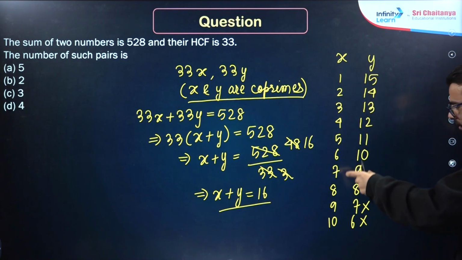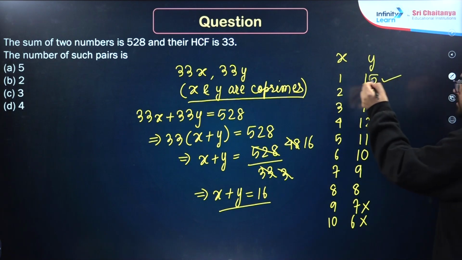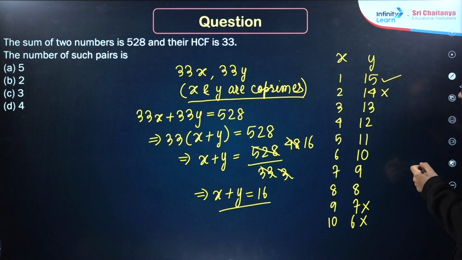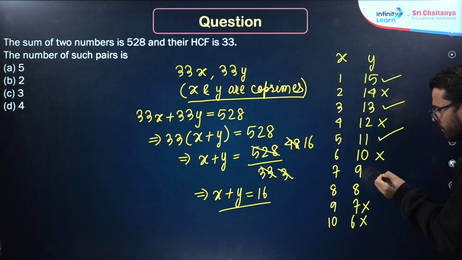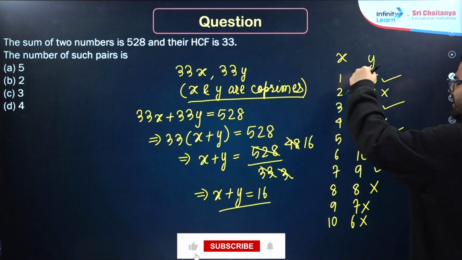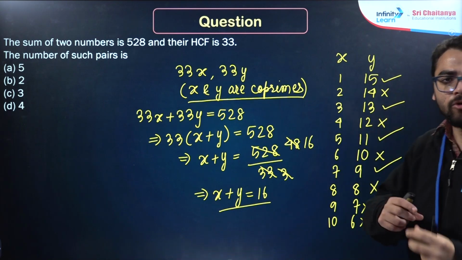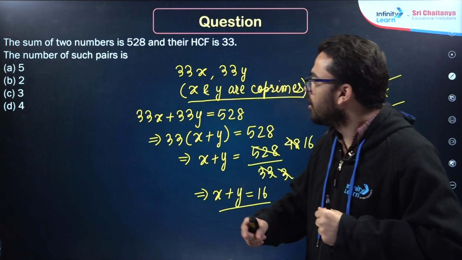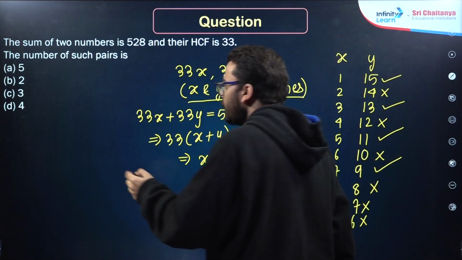Now start from here, we want co-prime pairs. You see 1 and 15 are co-prime numbers because their HCF is 1 only. The next is not co-prime because their HCF is not 1. Then co-primes, not co-primes, co-primes, not co-primes. So just see that patiently once again: 1, 2, 3, 4. So you can say there are 4 such unique pairs whose sum is 528 and their HCF is 33. So 4 will be the answer.